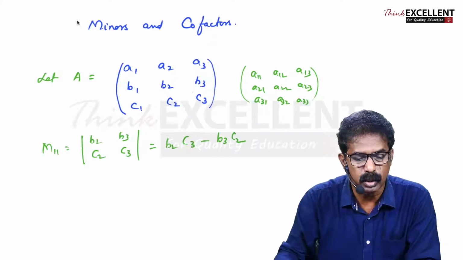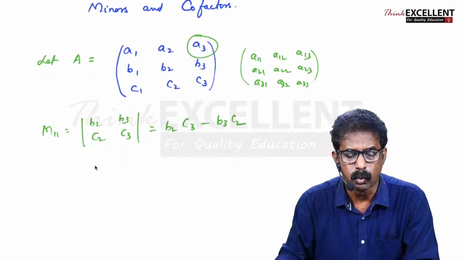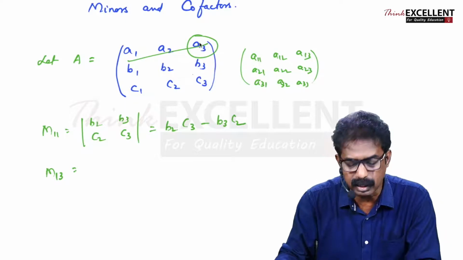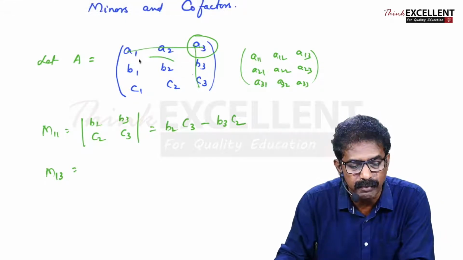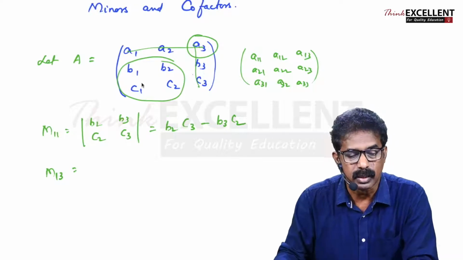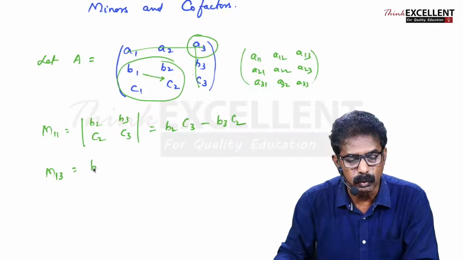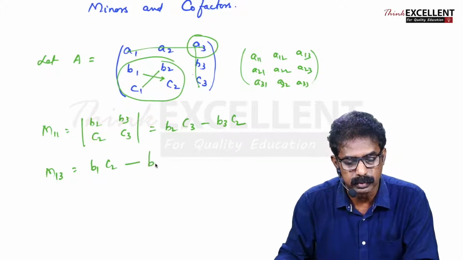Suppose you want to find the minor of this A3, that is in position 1, 3. So M13 we denote. That row and that column you leave. A3 is here. That particular row and that column you leave, and you have 4 numbers here. Now the usual determinant multiplication: B1 C2 minus B2 C1.